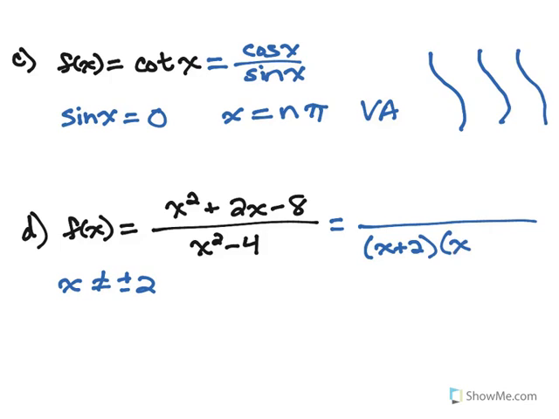But I need to see if they're removable or not. So I've got this polynomial in the numerator. It's a quadratic. I can factor it. What multiplies to negative 8 and adds up to 2?